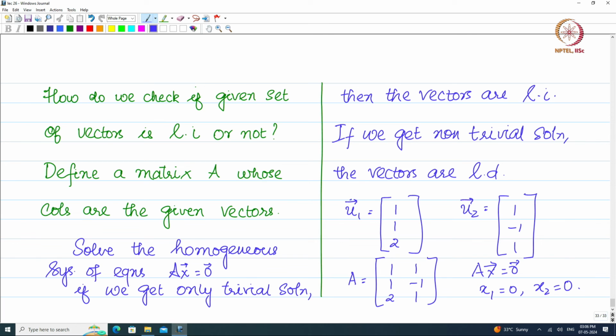Now, where do we go from here? What do we do? The moment you have a set of linearly independent vectors, what is it that we can do with this set of linearly independent vectors? Suppose I have a set of, let us say, n linearly independent vectors.